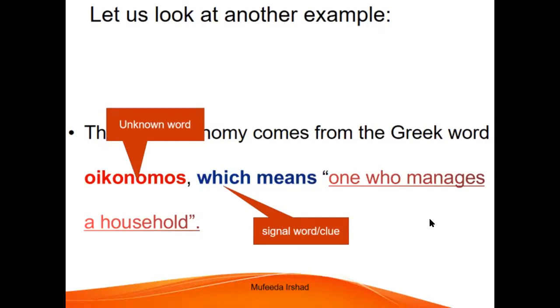So what does oikonomos mean? It means one who manages a household. It's a Greek term and it means to manage a household. That is the literal meaning of oikonomos.